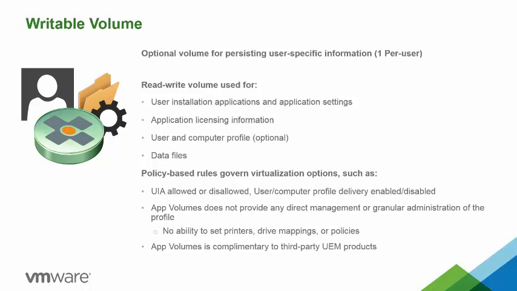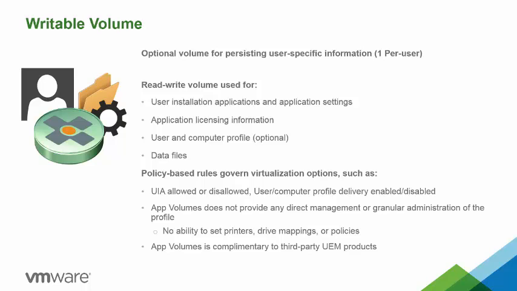I want to mention some additional information regarding the writable volumes because they are important and there are some aspects to this that are definitely noteworthy. As I stated in the earlier slide, there's one per user that can be assigned to follow that user from desktop to another desktop. The volume is used for user installed applications and settings. It's also used for application licensing information, their user and computer profile, and finally their data files. All of this can be managed using policy-based rules.